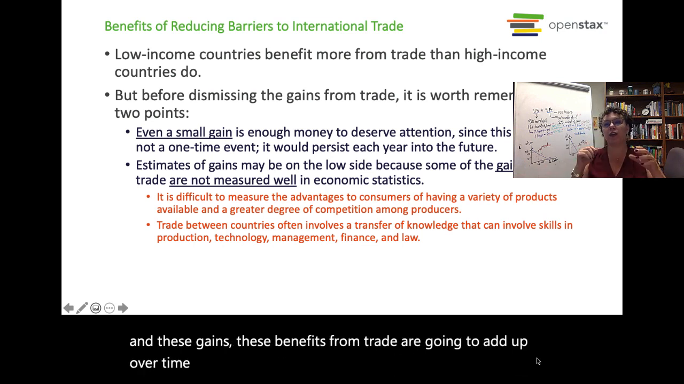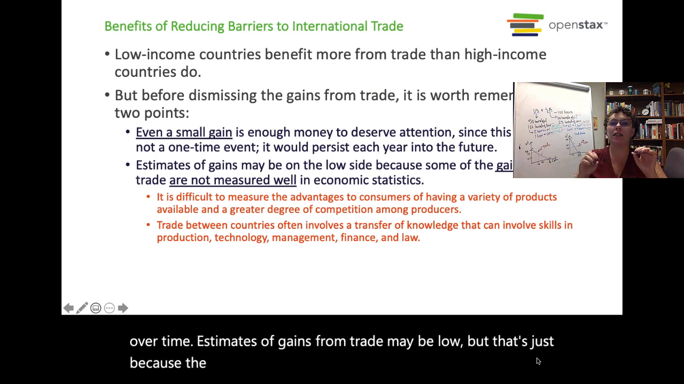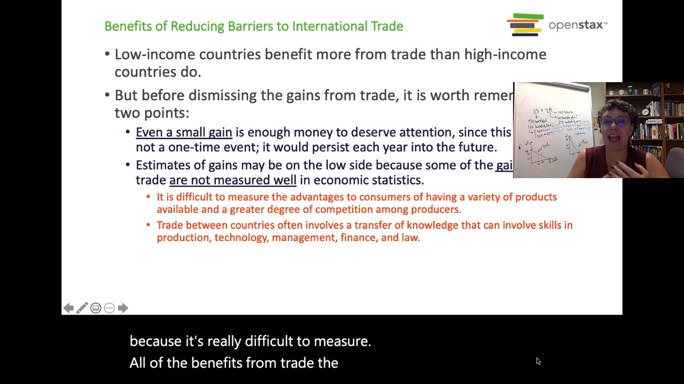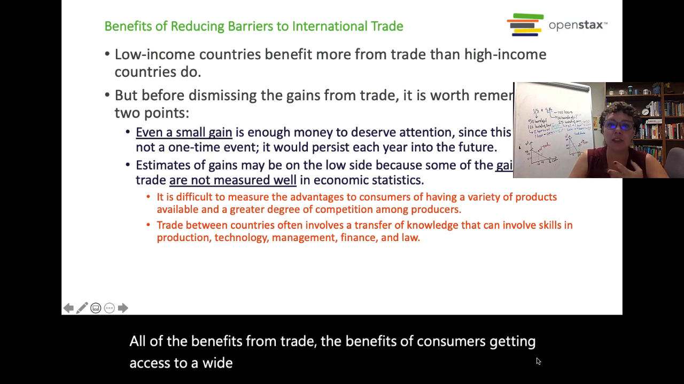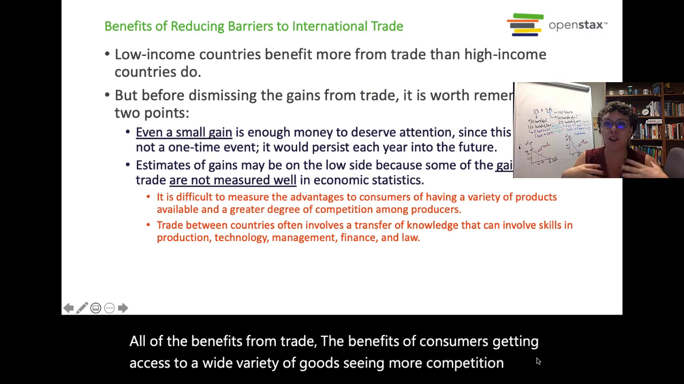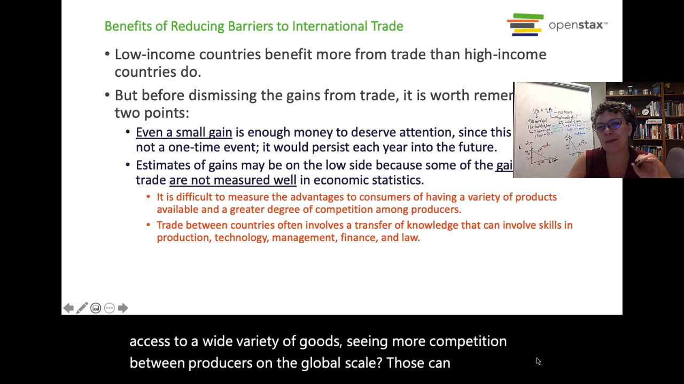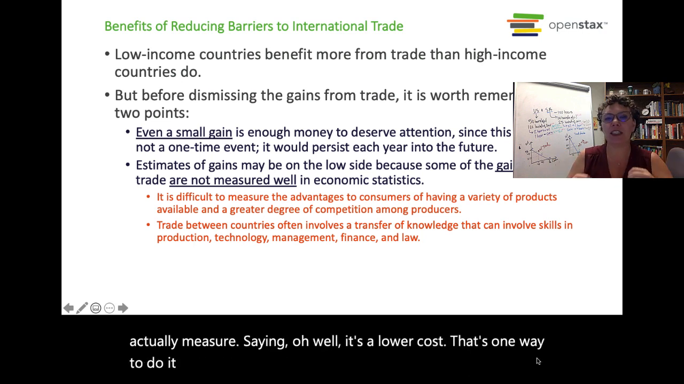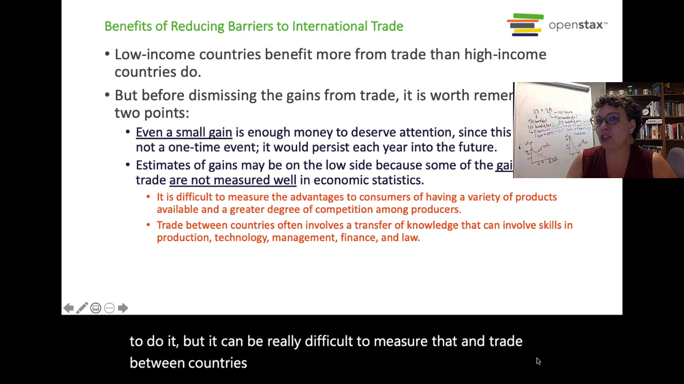Estimates of gains from trade may be low, but that's just because the gains are not necessarily measured well in economics, because it's really difficult to measure all of the benefits from trade. The benefits of consumers getting access to a wide variety of goods, seeing more competition between producers on the global scale, those can be hard to actually measure. Saying, oh, well, it's a lower cost, that's one way to do it, but it can be really difficult to measure that.